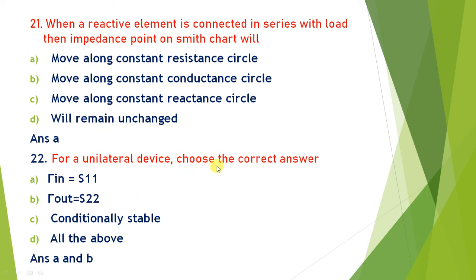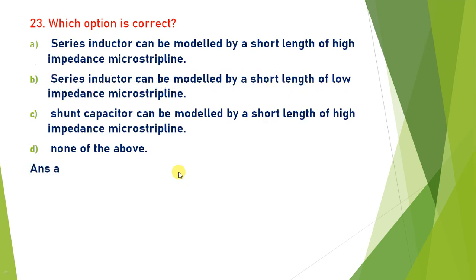For a unilateral device, choose the answer. As I told earlier in a previous MCQ, for a unilateral device S12 is equal to 0, the input reflection coefficient must be equal to S11 and the output reflection coefficient must be equal to S22. So A and B both are correct. Okay.